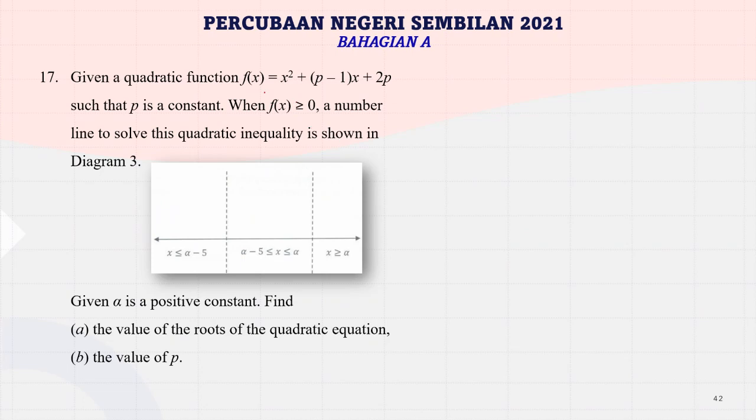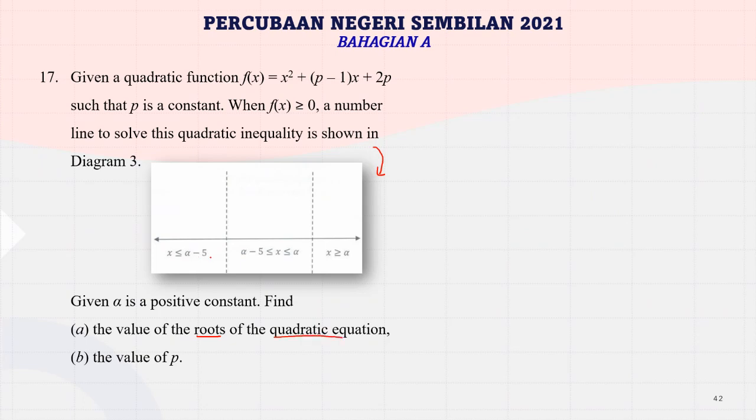Quadratic function f(x) = x² + (p − 1)x + 2p, such that p is a constant. When f(x) is greater than 0, the range of x to solve will come out like this. Given alpha is a positive constant, find the value of the roots of the quadratic equation.